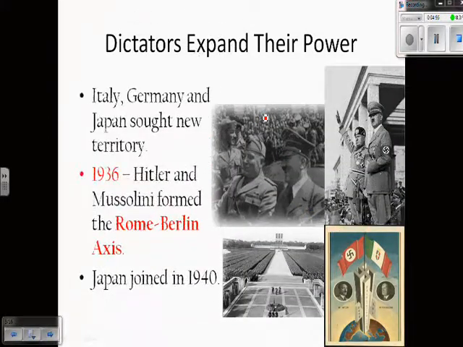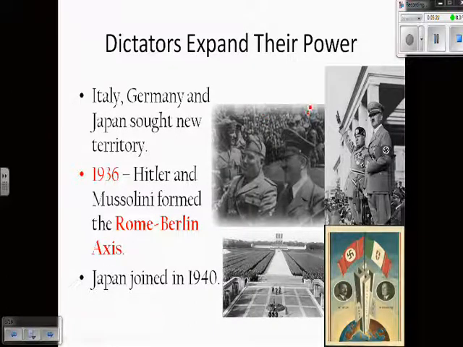Okay, so the first thing they look at doing is getting more land. Germany is going to look at getting the land it lost as a result of World War I. Italy is going to look at getting more land just because it wants more land, and same thing with Japan. Italy and Germany, because of their geographic locations, find it very convenient to form an alliance. So it becomes known as the Rome-Berlin Axis. It gets shortened to just the Axis powers, and then Japan is going to join in later on.